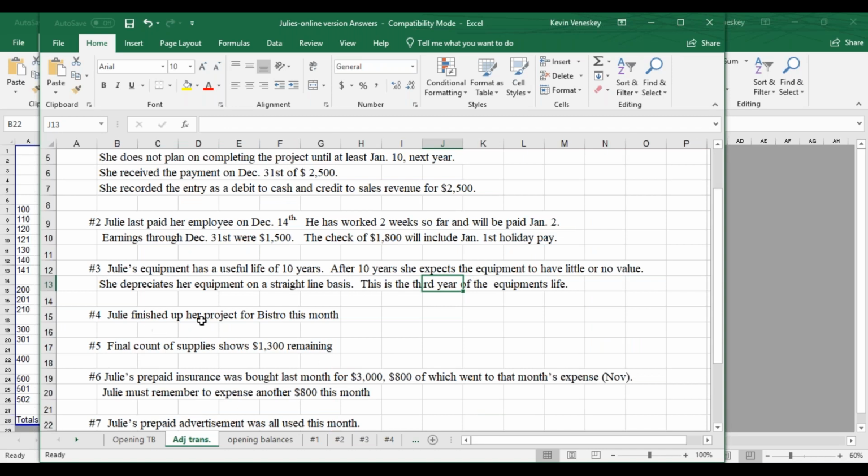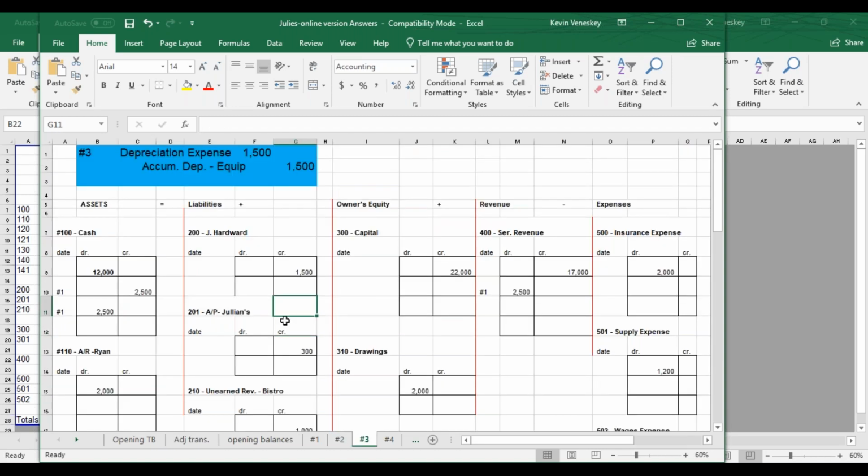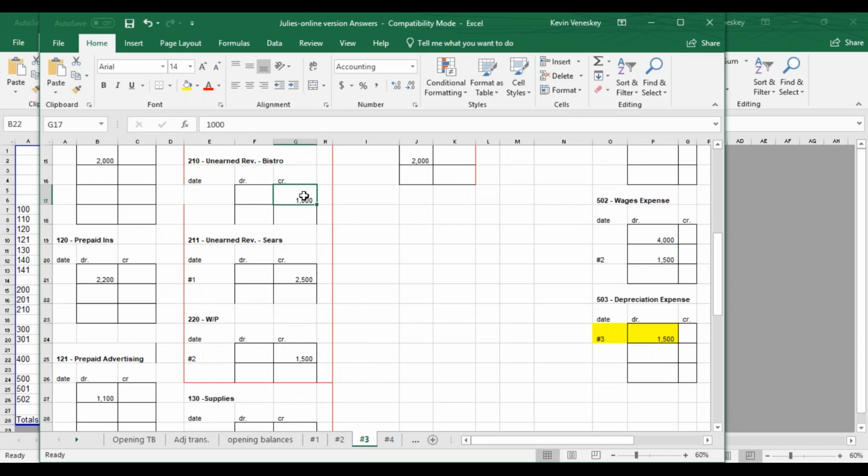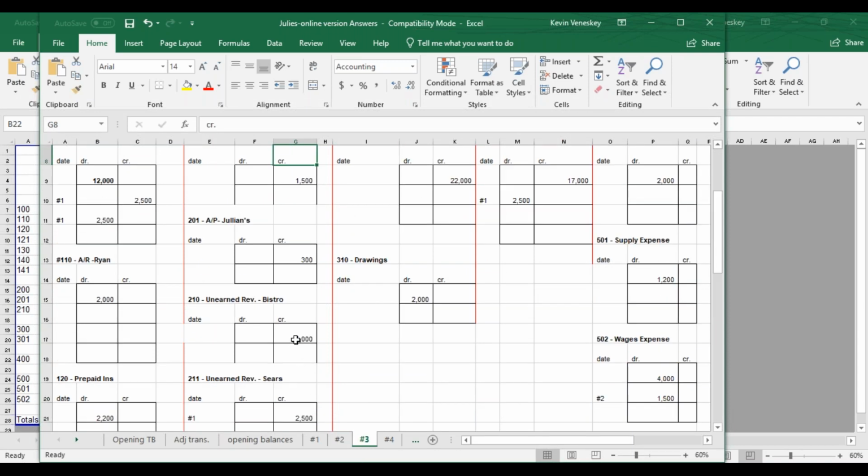Okay, number 4, Julie finished up her project for Bistro. We've already looked at this. We already saw that we owe Bistro $1,000. She has now finished it, so she doesn't owe them anymore. So our debit question, what did the business get? We got a reduction on what we owe. And we got a reduction on what we owe because we finished.